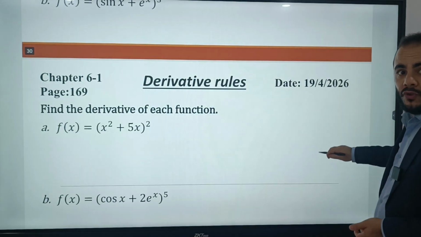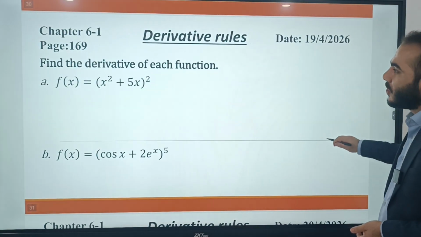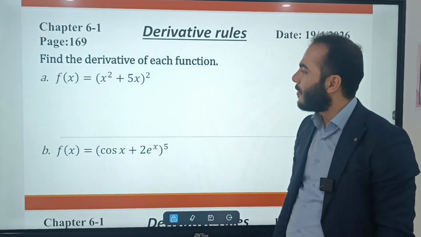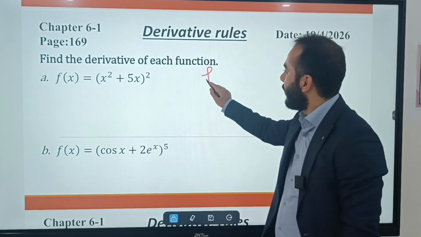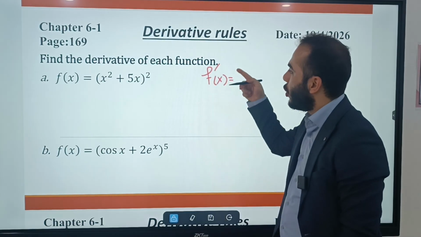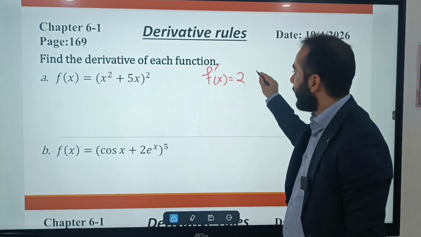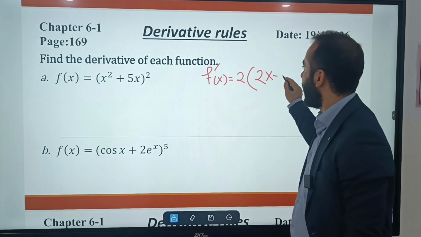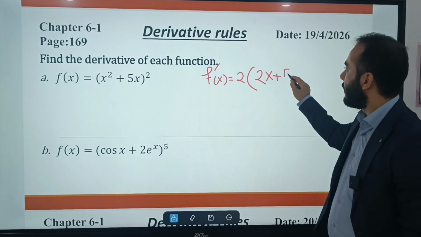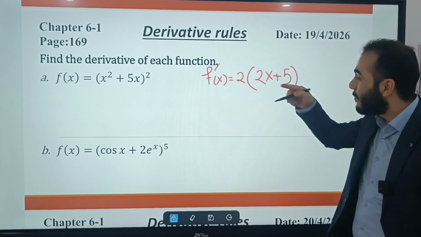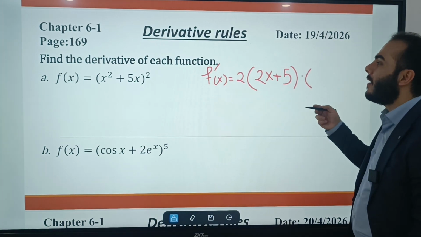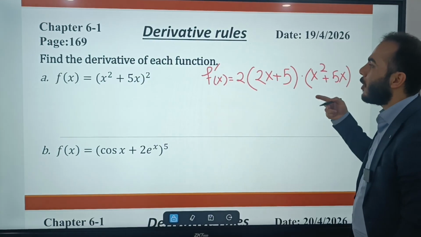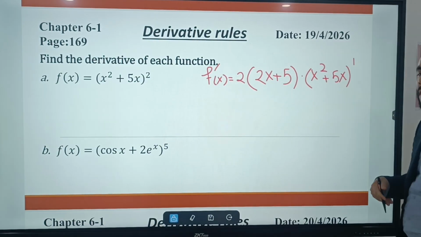So let's just move to the next slide, the next two questions that again are regarding that bracket powered by a number. So f prime of x equals 2, derivative of inside: x powered by 2, 2x, plus derivative of 5x, 5. Times the bracket powered by 1 less, so x squared plus 5x powered by 2 minus 1, 1. Khalas.